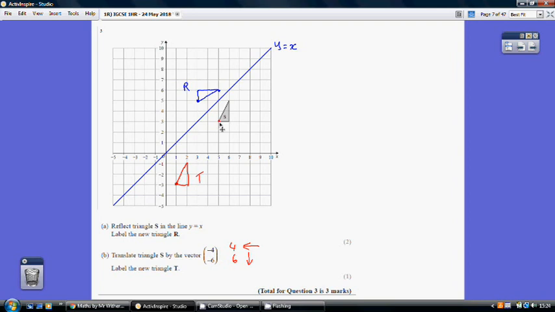So take a point of your choice. I'll say the bottom left hand corner, and we're going to shift that point 4 to the left, 1, 2, 3, 4, and 6 down. So that point translates from there to there. So once we've got the 1 point, we can just shift the whole of the shape. So that's the bottom left hand corner. So we've just shifted the triangle to there.